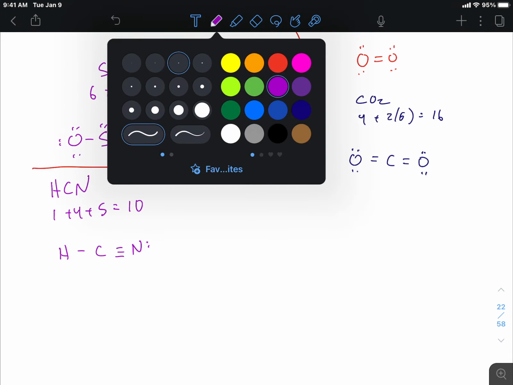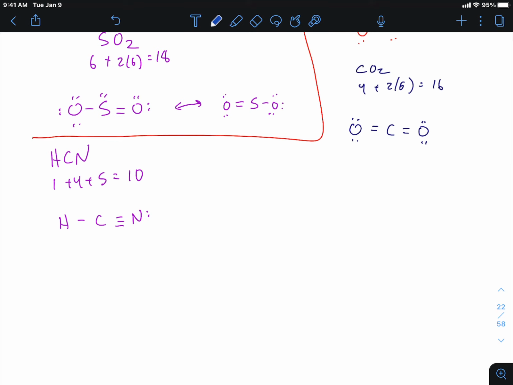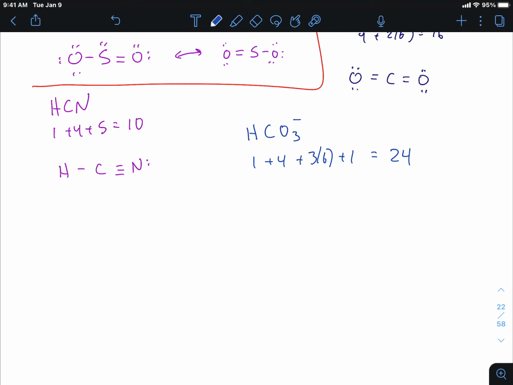Actually, let's just do one more, because this is something you might see, and because we talked about oxoacids. HCO3 minus. So 1 plus 4 plus 3 times 6 plus 1, 24. All right, so carbon in the center, 3 oxygens. Where does the hydrogen go? Does the hydrogen go on top of the carbon? No, it's an oxoacid, so it must go on one of the O's.